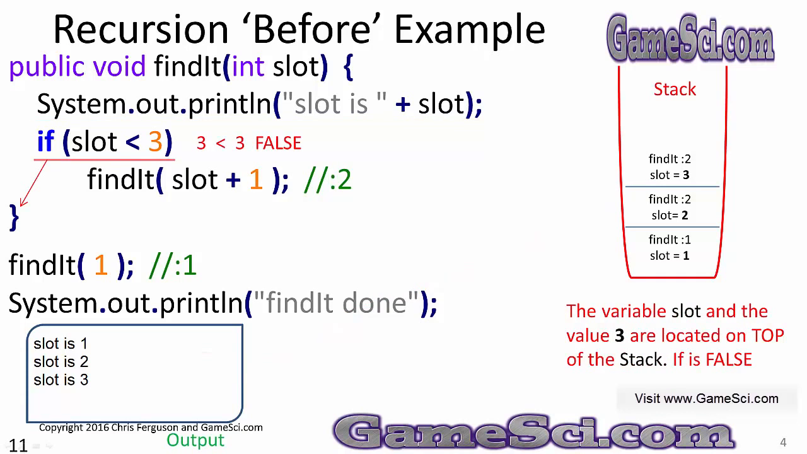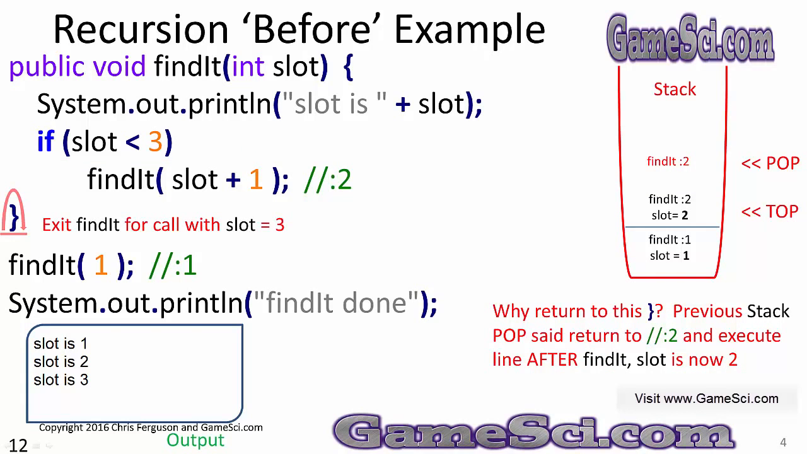But something interesting happens here. The current value of slot is 3, and 3 less than 3 is a false statement. So we will finally exit this if statement. This if will go false, which means we skip it and go to this closed curly brace. That's the last curly brace of the method findIt. So we will be exiting the recursion.